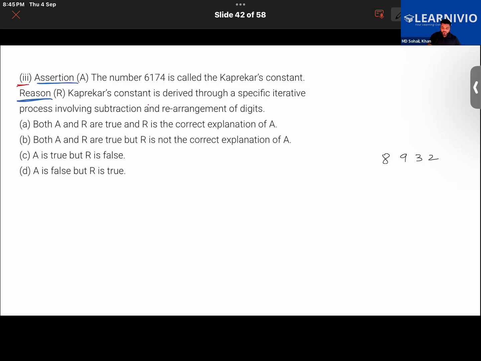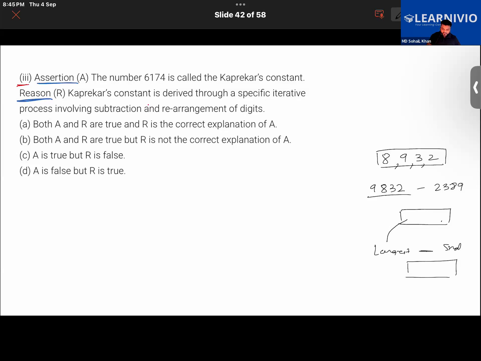The answer is A, and R is the correct explanation of A. A is true. So, what you have to do now: you take any 4 digits, you arrange it in descending order and then in ascending order, meaning that you make the largest number and the smallest number out of it. Let's say that you have got some number. You will again arrange it into the largest number and the smallest number, then again subtract them. So you will get some number. Ultimately, you will keep on repeating this and you will get a number that is 6,174.